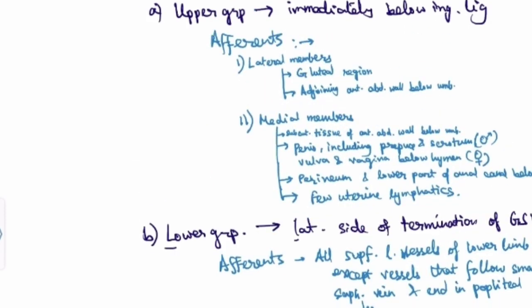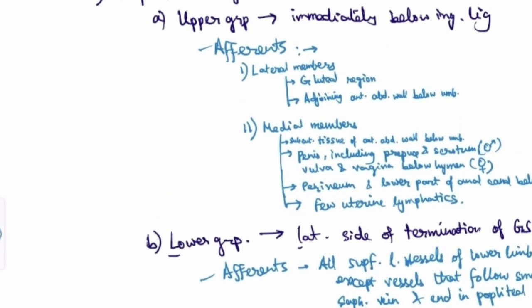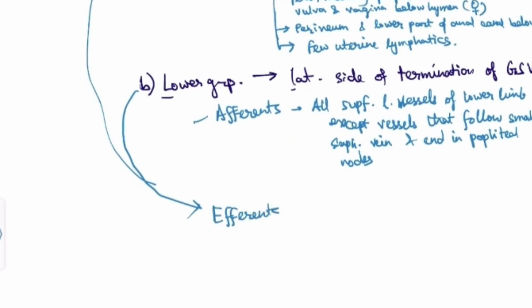Now we are going on to the afferents. The afferents are done. Now we go on to the efferents of both. Where do the efferents from these both nodes go? Efferents mainly go into the external iliac nodes. Mainly they go along the efferents, yes.